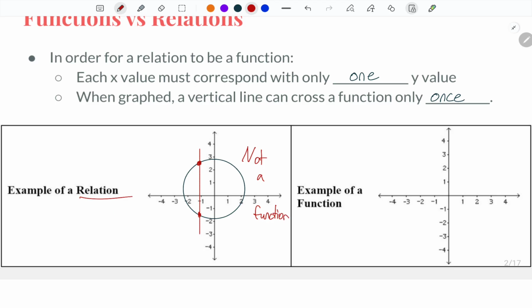just a relation. Whereas if I were to draw something like this, you can have all sorts of movement in your graph, but as long as wherever you draw a vertical line, it's not crossing twice, that would be a function.